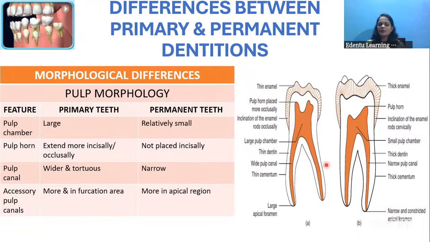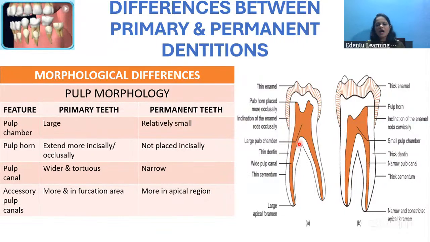Now next is the pulp canal. In the crown region, the pulp is called the pulp chamber, whereas in the root area, it is called the pulp canal. The pulp canal is more wide and tortuous in the primary teeth, whereas it is very slim and narrow in the permanent teeth.